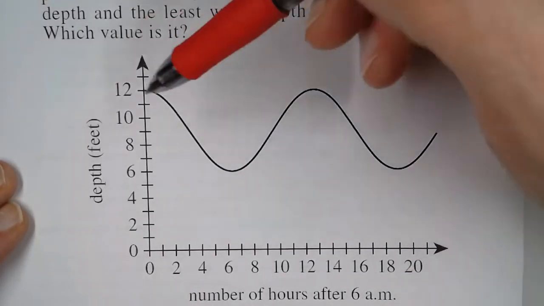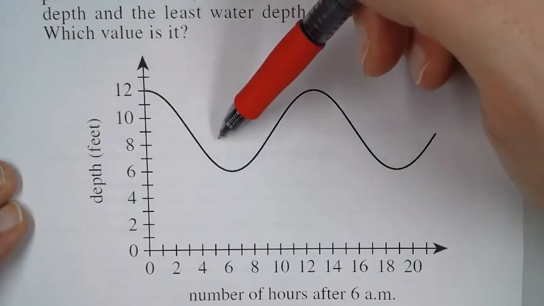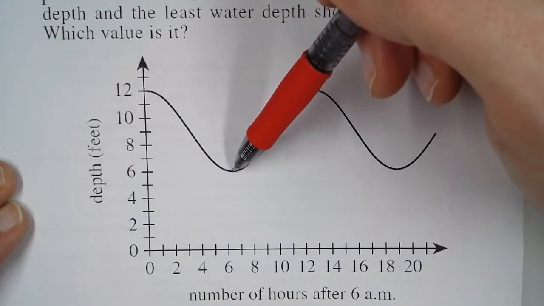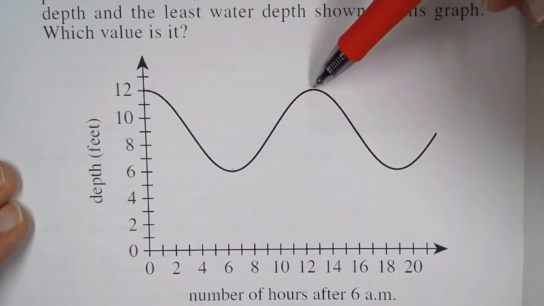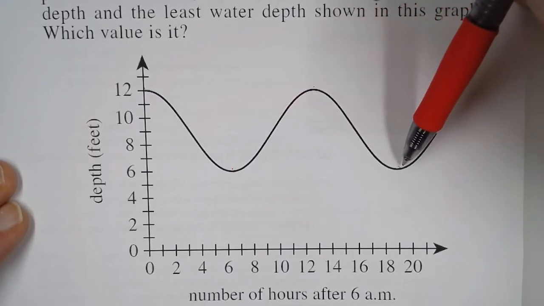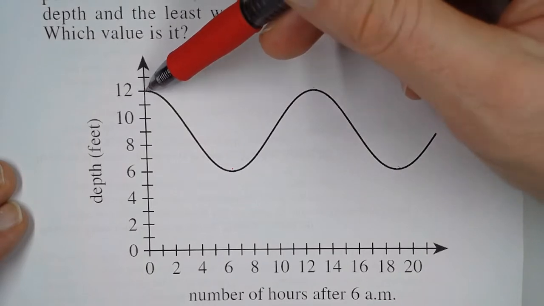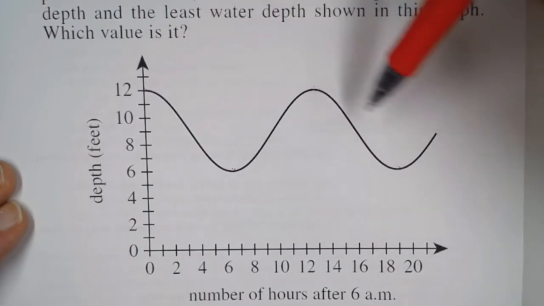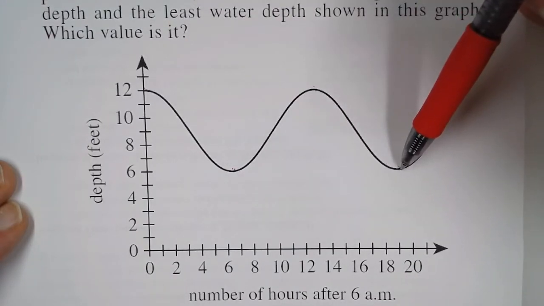So at 6 a.m., the water is 12 feet deep. Then 6 hours later, at noon, it's at 6. And then 12 hours later, at 6 p.m., it's back up to 12 feet deep. And then at 6 a.m., noon, 6 p.m., midnight, it's back down to 6 again.